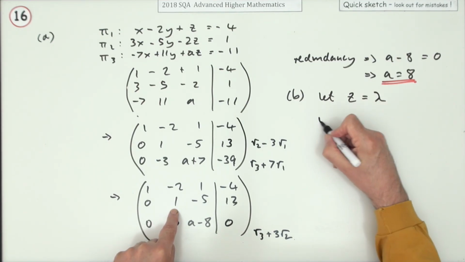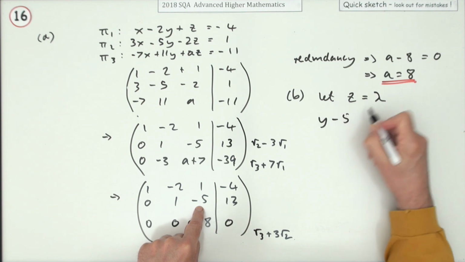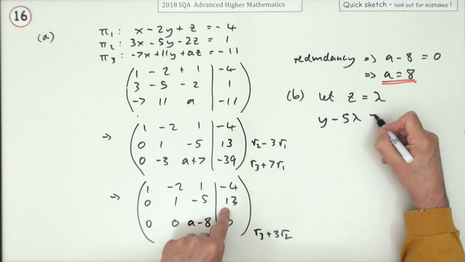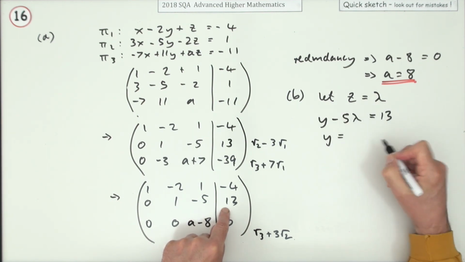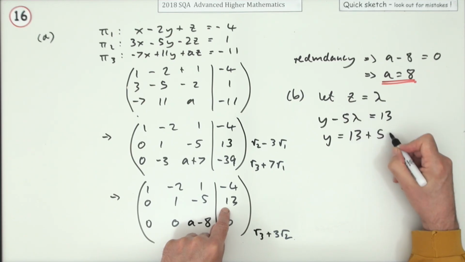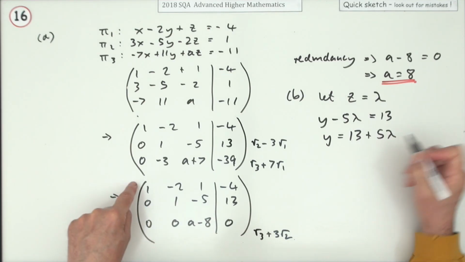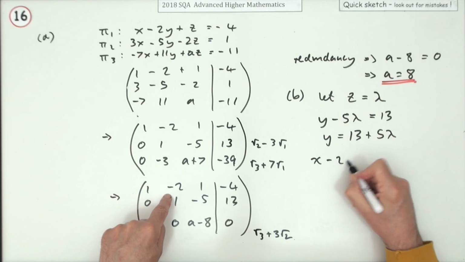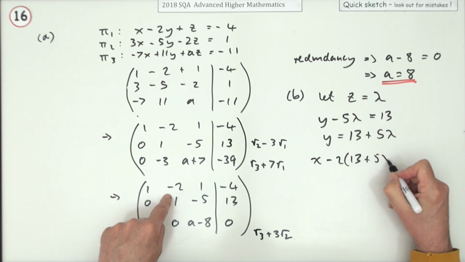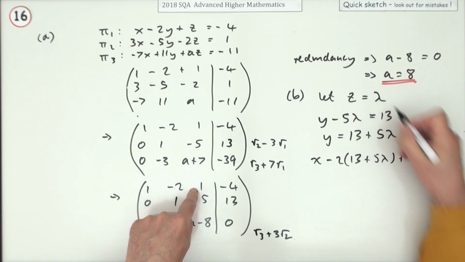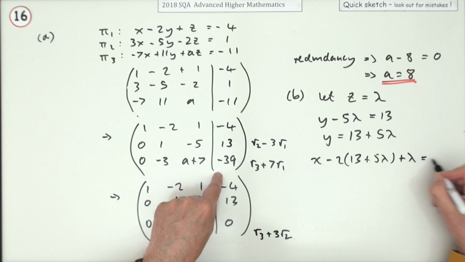This second line says y, take away 5 of those z, so minus 5 lambda equals 13. Well, there you go. y equals 13 plus 5 lambda. Step back up to this line. x minus 2 of those plus 1 of those, which is plus a lambda, equals negative 4.